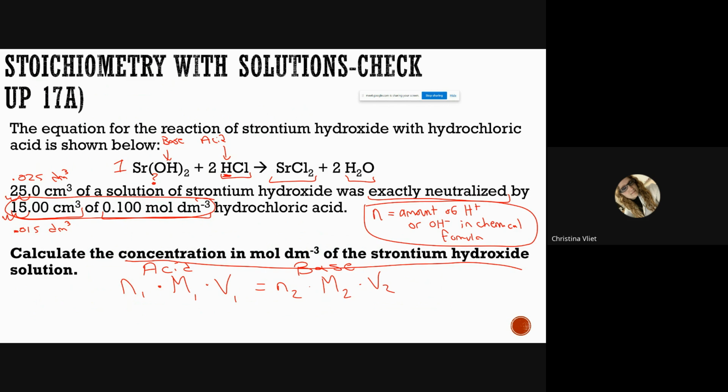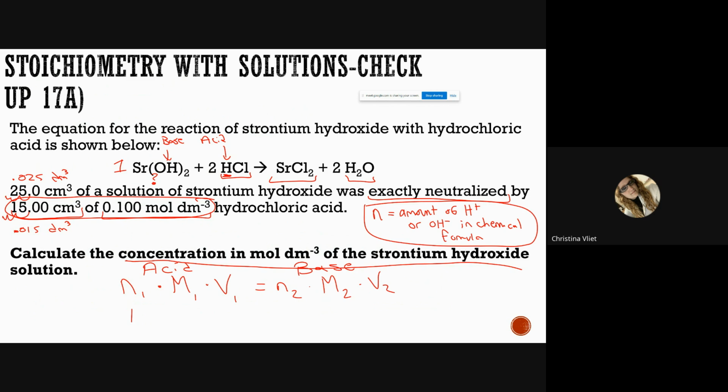All right. But if you were just asked this directly, you can use a shortcut with this information. Acid. What's my acid? HCl, right? How many H pluses are in that chemical formula for HCl? 1. So you write 1.